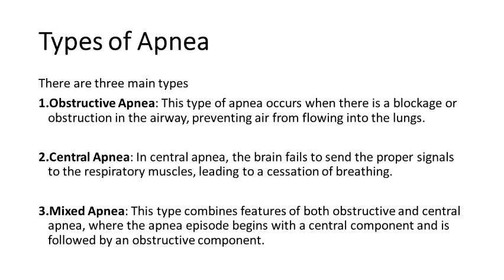There are three main types of apnea that can occur in premature infants. Obstructive apnea. This type of apnea occurs when there is a blockage or obstruction in the airway, preventing air from flowing into the lungs. Central apnea. In central apnea, the brain fails to send the proper signals to the respiratory muscles, leading to a cessation of breathing. Mixed apnea. This type combines features of both obstructive and central apnea, where the apnea episode begins with a central component and is followed by an obstructive component.